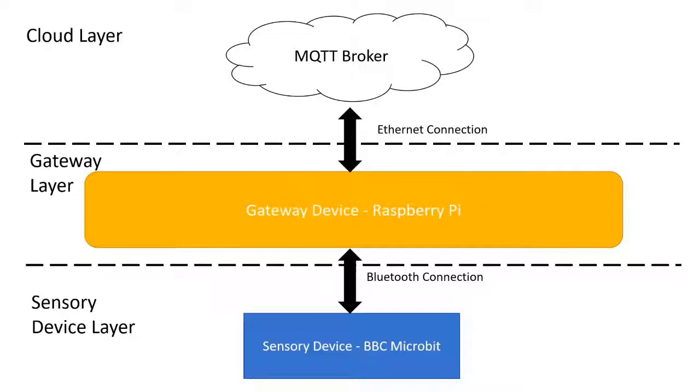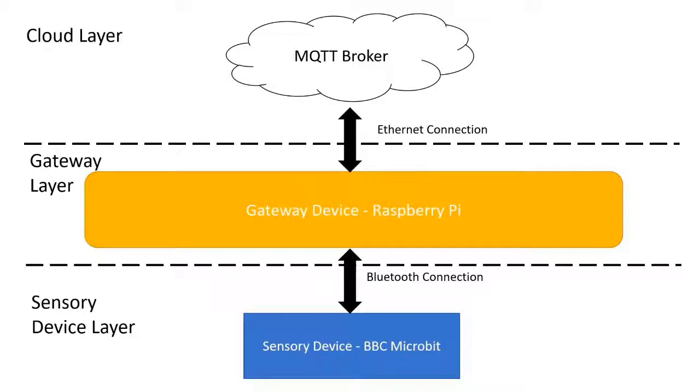From this, the information captured on the BBC micro:bit will be transported onto the gateway layer using a Bluetooth connection to our gateway device, being the Raspberry Pi. The Raspberry Pi has more computing power than our sensory device, which is a low energy device, and the information captured from the BBC micro:bit can be further processed and used in a meaningful way.